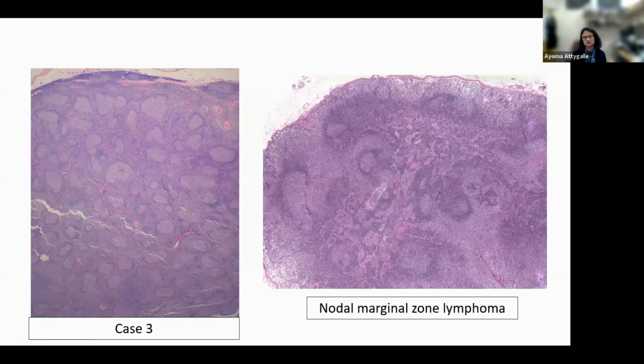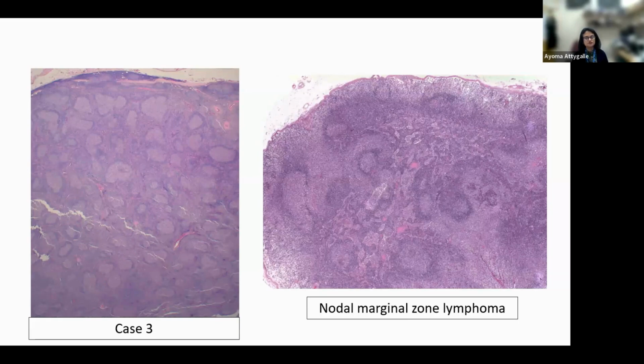What about nodal marginal zone lymphoma? This is that image you saw earlier, slightly smaller. The problem, as I say, is that not all lymphomas read the textbook. It doesn't always have a textbook image like the one you're seeing here, where the process on the left is mainly a follicular process. The process on the right has a marginal zone distribution. And if you look at the follicles, they will be reactive looking follicle centers.